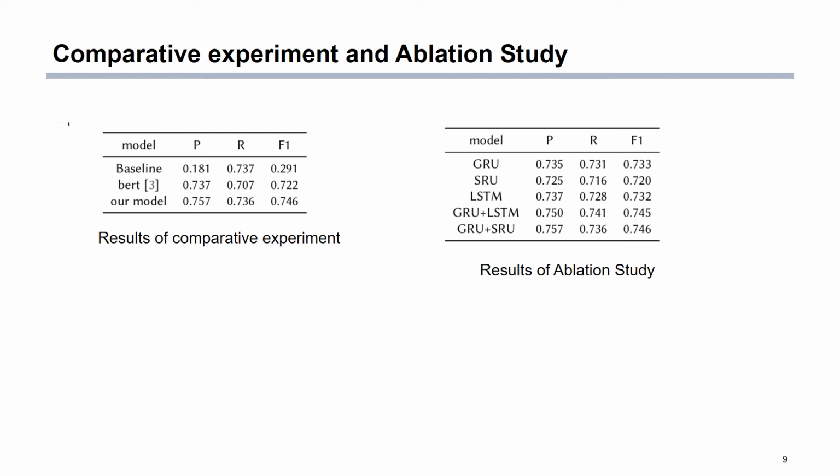From the data in the table on the left, we can clearly see that our model has a better effect than BERT, while reducing the cost of training. From the data in the table on the right, we can see the rationality of the CNN and the RN modules.